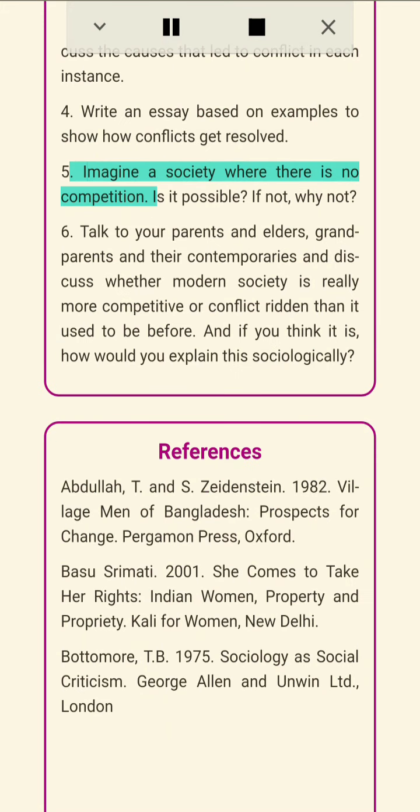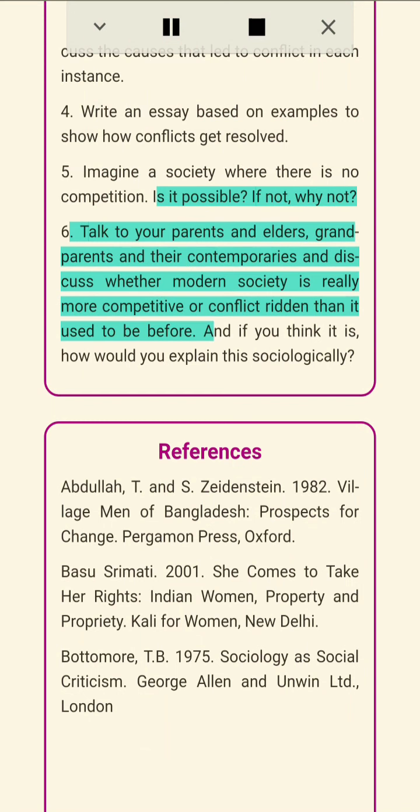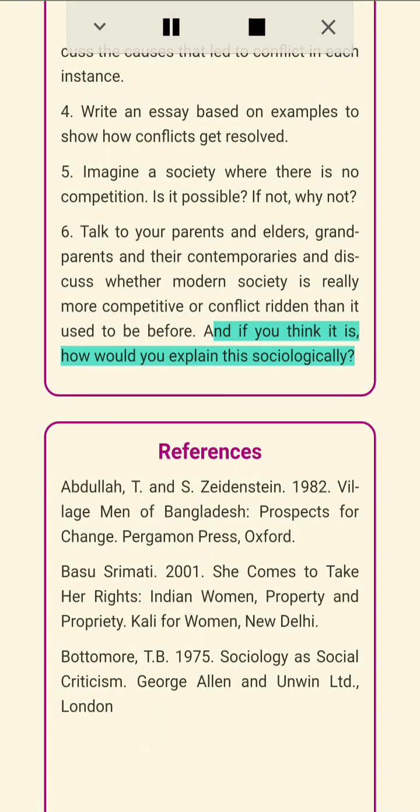5. Imagine a society where there is no competition. Is it possible? If not, why not? 6. Talk to your parents and elders, grandparents and their contemporaries and discuss whether modern society is really more competitive or conflict-ridden than it used to be before. And if you think it is, how would you explain this sociologically?